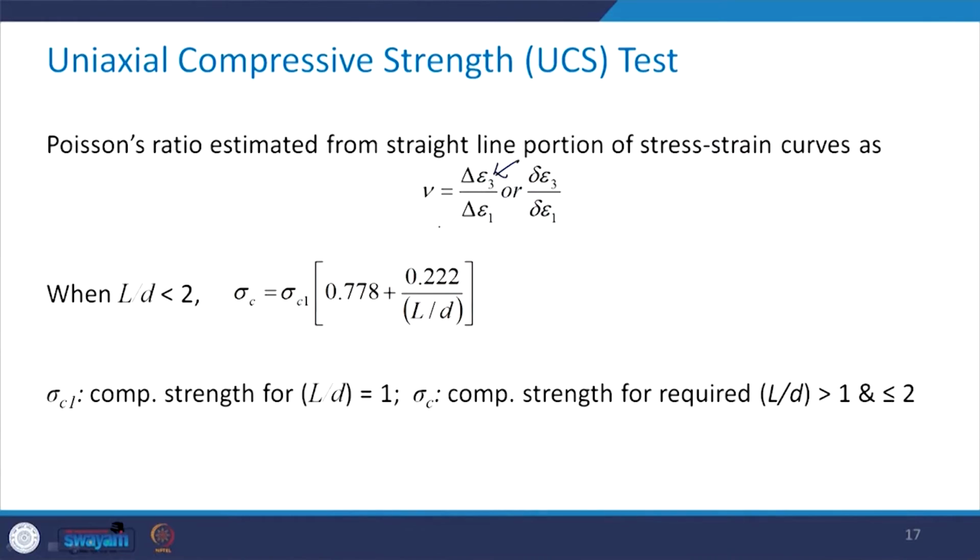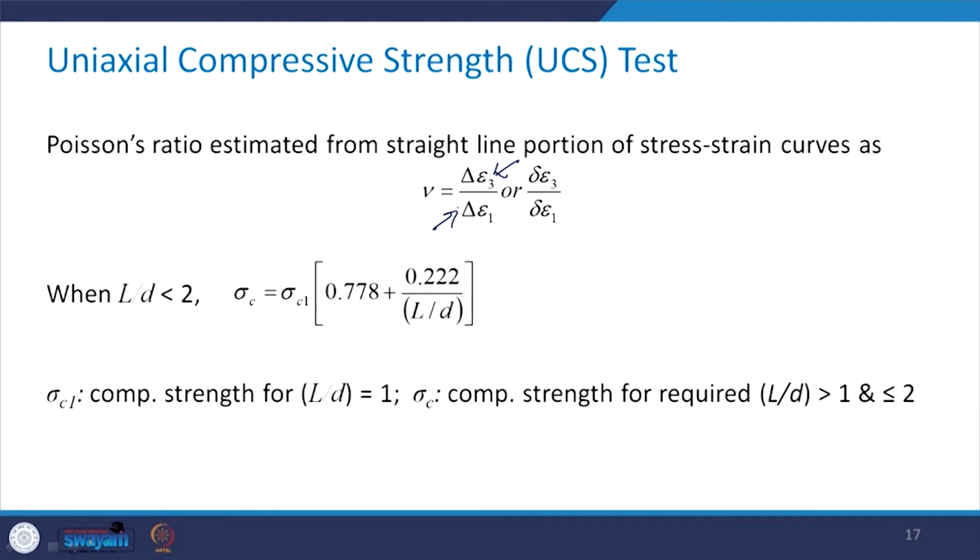We can also obtain the Poisson's ratio. I already showed you how the variation will look. As per the definition of the Poisson's ratio, the ratio of the lateral strain and the axial strain defines the Poisson's ratio. That can be estimated from the straight line portion of the stress strain curve that I have already explained to you.